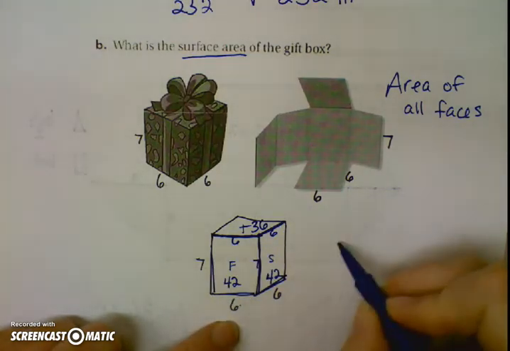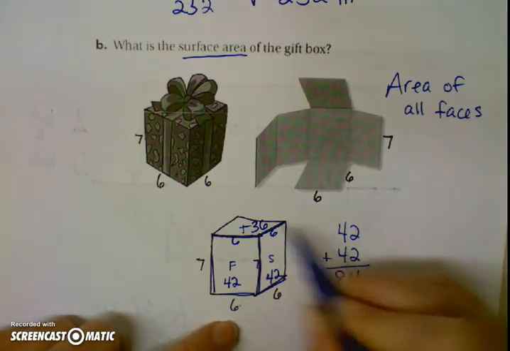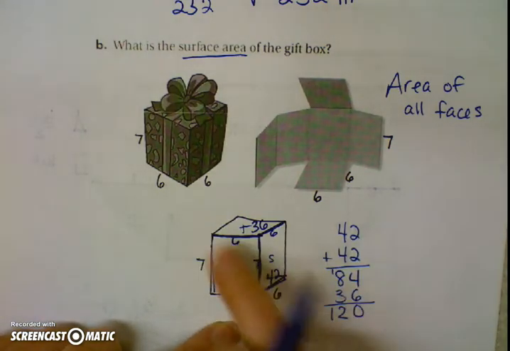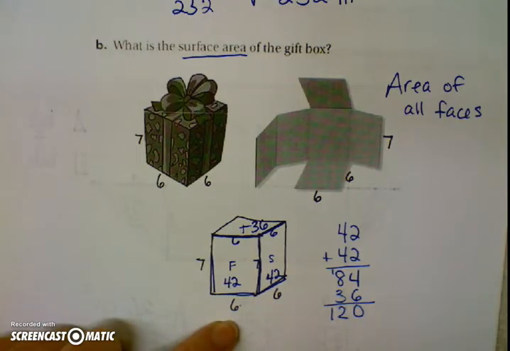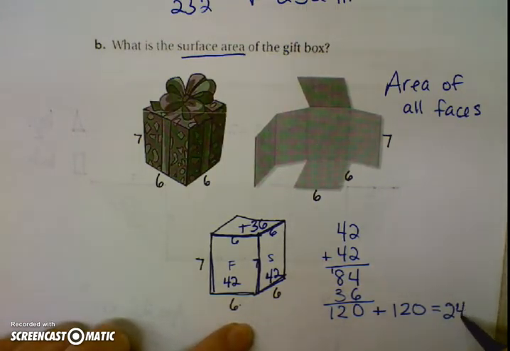So I'm going to add these up. 42 plus 42 is 84, and 84 plus 36, 8, 9, 10, 11, 12, is 120. So that's 120 squares would cover the faces that I can see. Now I need to double that for the 3 faces that I can't see. So I know that my surface area is 240 square units, or square inches.